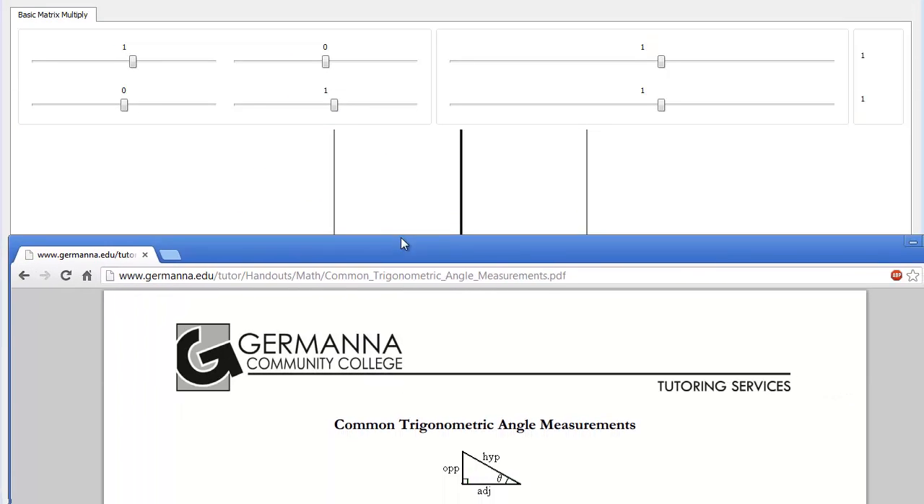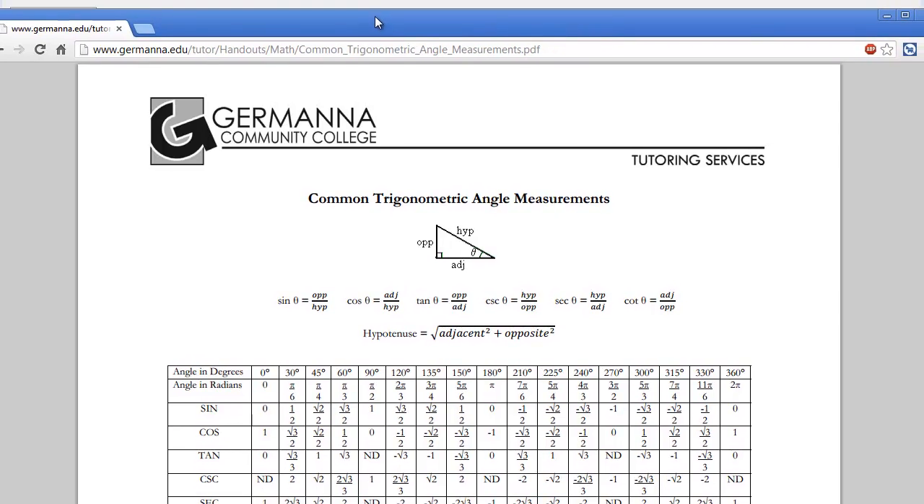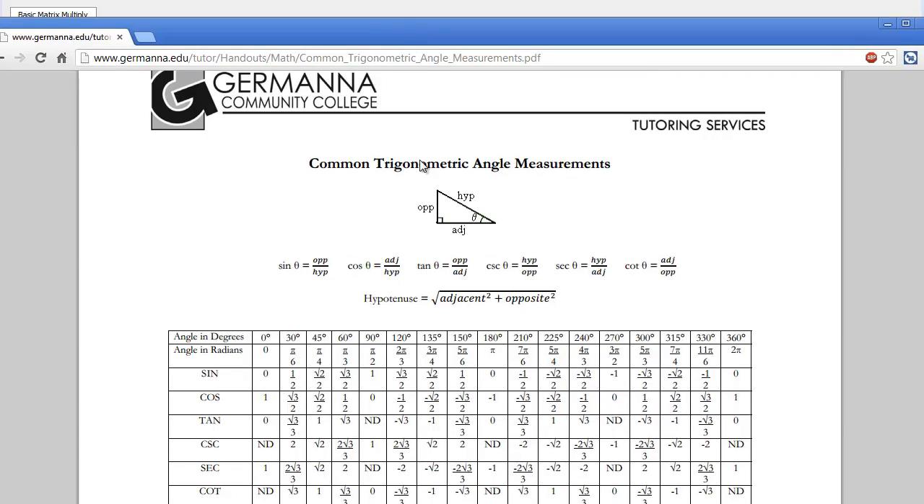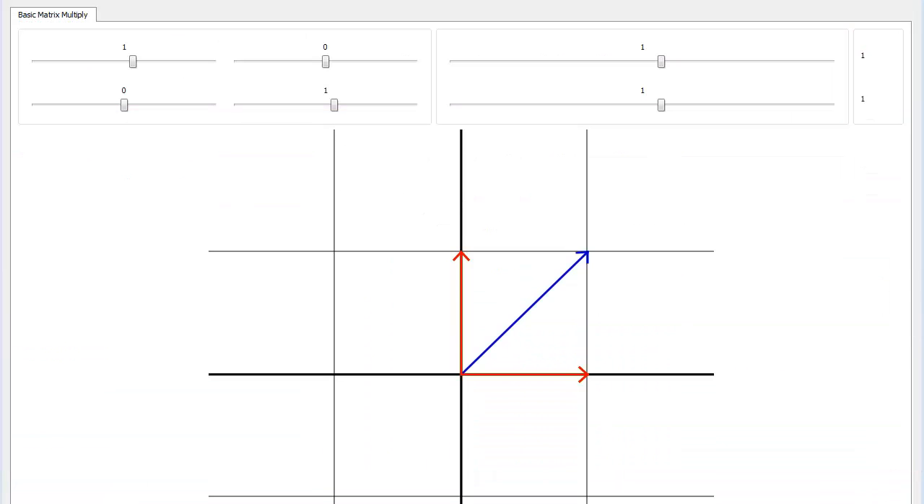I did a simple Google search and found this Germania Community College. You could find this probably in a lot of places, but we have this angles and radians and angles and degrees, and I said 45 degrees, which is really pi over 4, and I like to think of it as pi over 4. It's a nice clean way of thinking of it. But the sine of that angle is root 2 over 2, and the cosine of that angle is root 2 over 2.